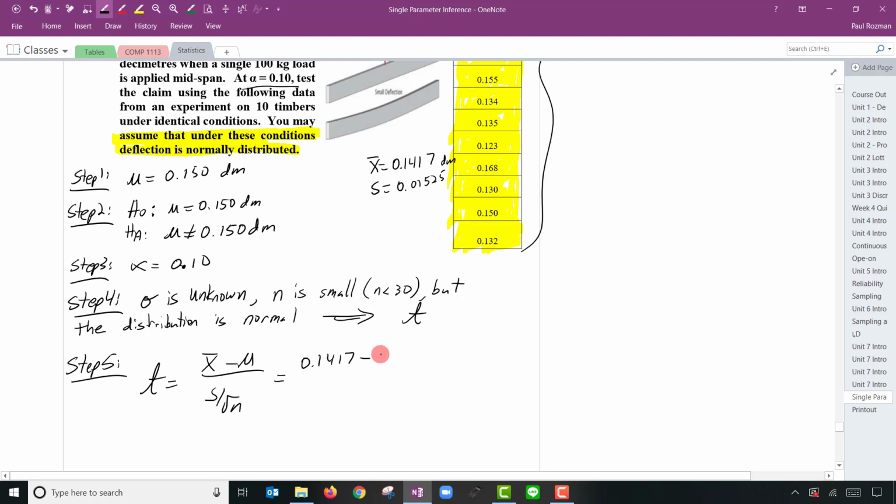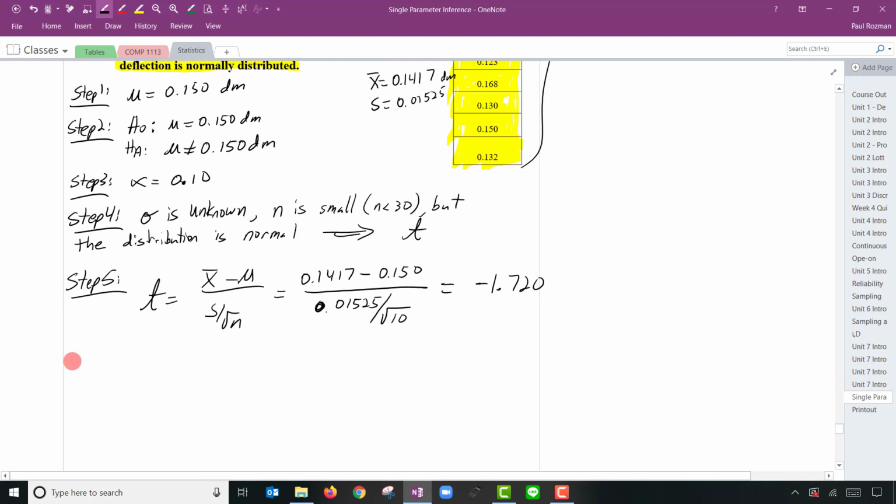0.1417 minus what we're assuming it to be, 0.150. Divide that by our sample standard deviation of 0.01525, and divide that by the square root of the sample size. In this case, there are 10. I ended up with a value of negative 1.720, which is a little weird, but not that weird, especially given the small sample size that we have. I bet we're not going to reject the null hypothesis. Well, let's check.